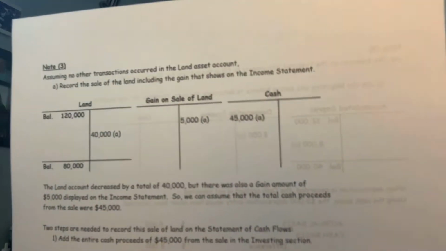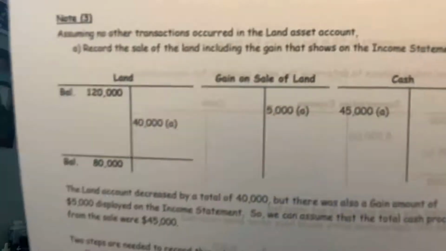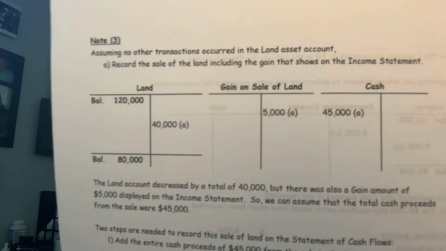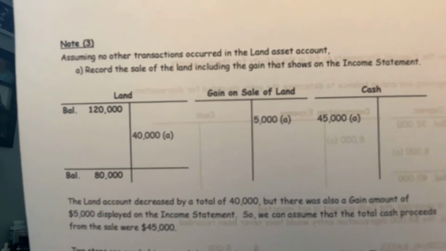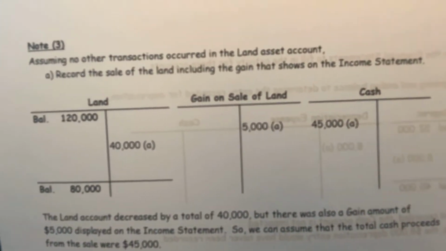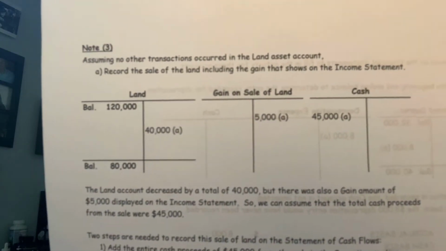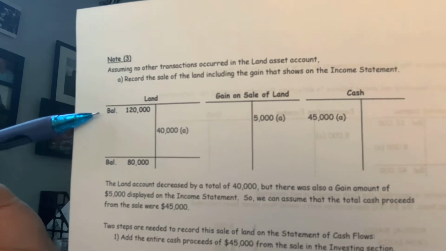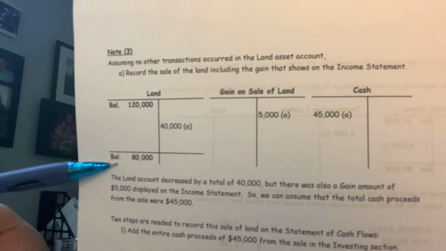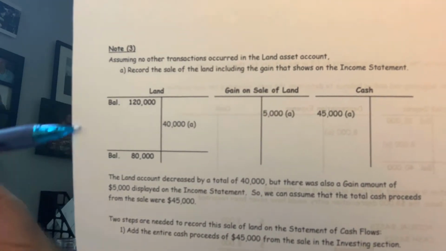Now, this is going to draw on your knowledge from previous chapters. It's a little bit like putting together a puzzle. If you know your entries and what typically happens in the sale of an asset, go back to those previous chapters, and you should be able to figure this out pretty easily. So you can see here, our starting balance in land was 120. We know we ended with 80. These balances came right from the balance sheet.